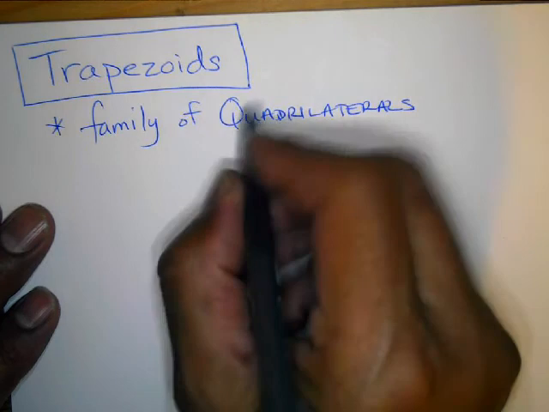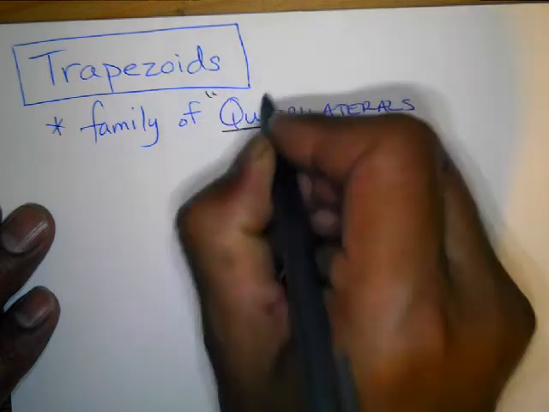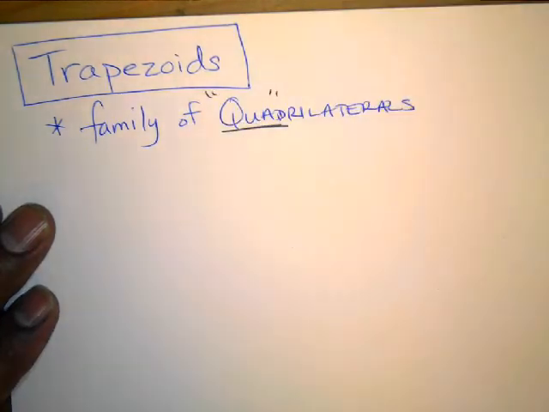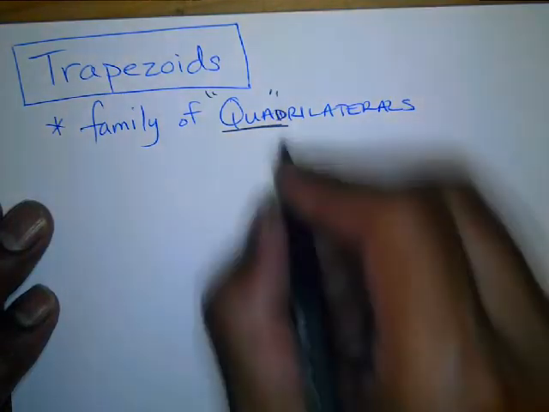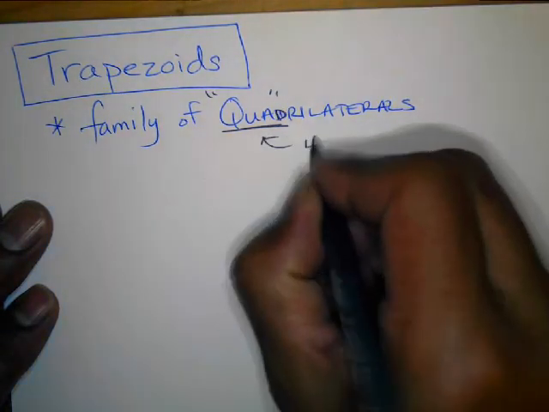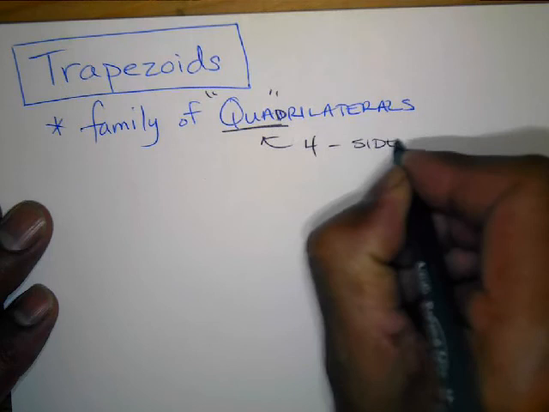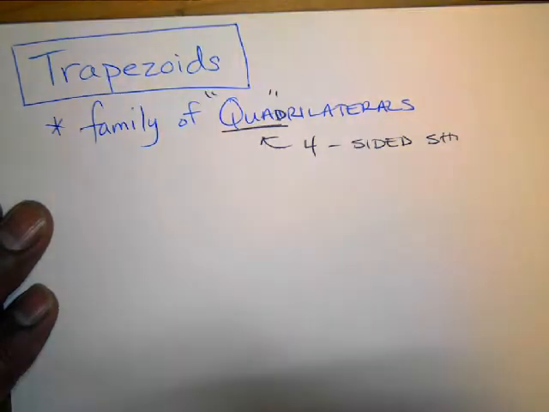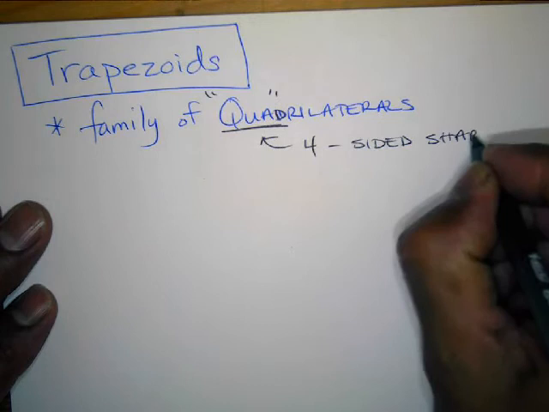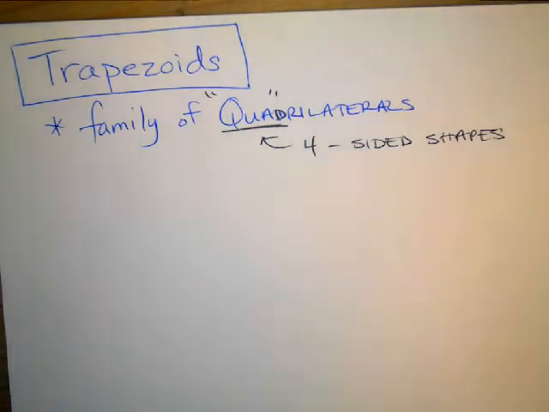And quadrilaterals, right? Quad is a little prefix for the number 4. So it's a 4-sided shape, or quadrilaterals are 4-sided shapes. Okay.